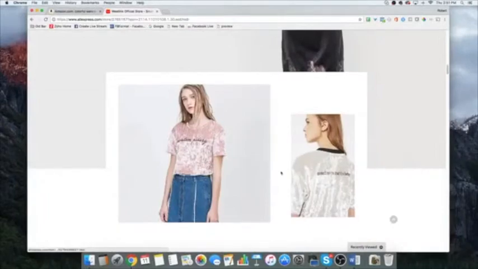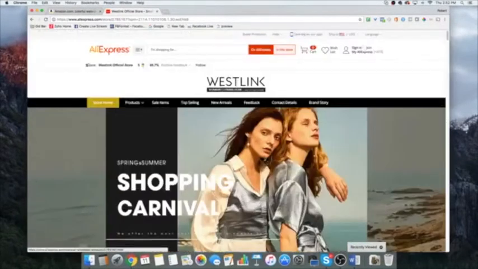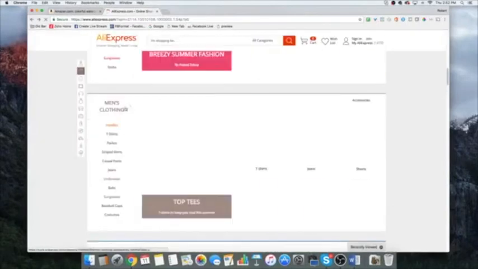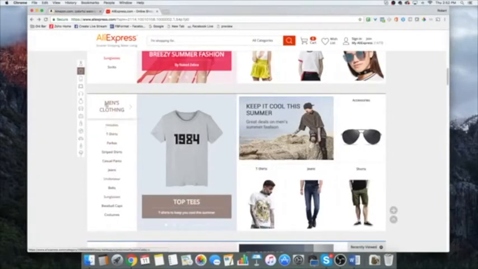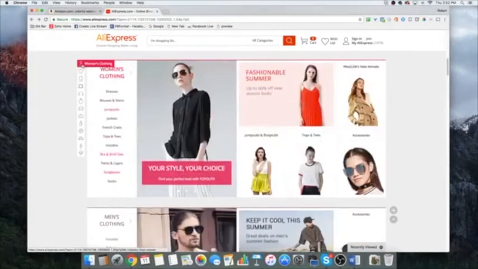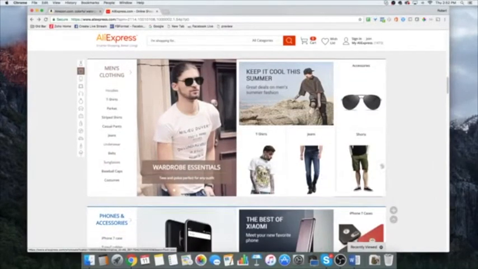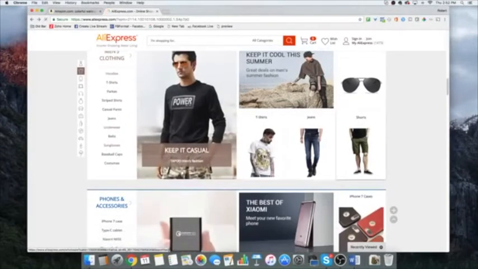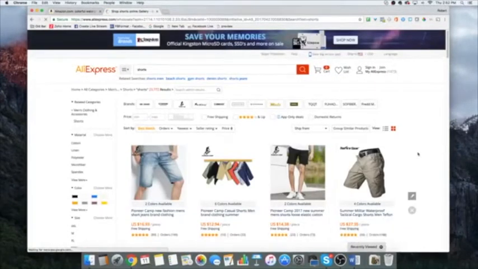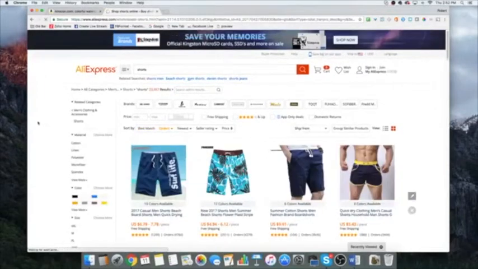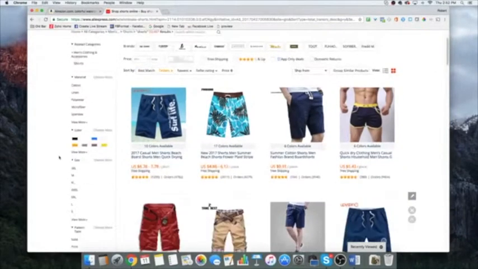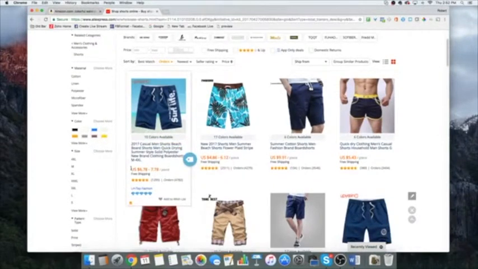Okay, so we want something that's selling a lot. Let's get back out of here. This isn't going to work. So clothing, men's clothing, women's clothing. Actually, men's clothing is better. We'll do men's clothing, and then we'll pick some shorts. Right? And then let's search by most orders. All right. Yeah, somebody said women's clothing. We'll come back to women's clothing in a minute.